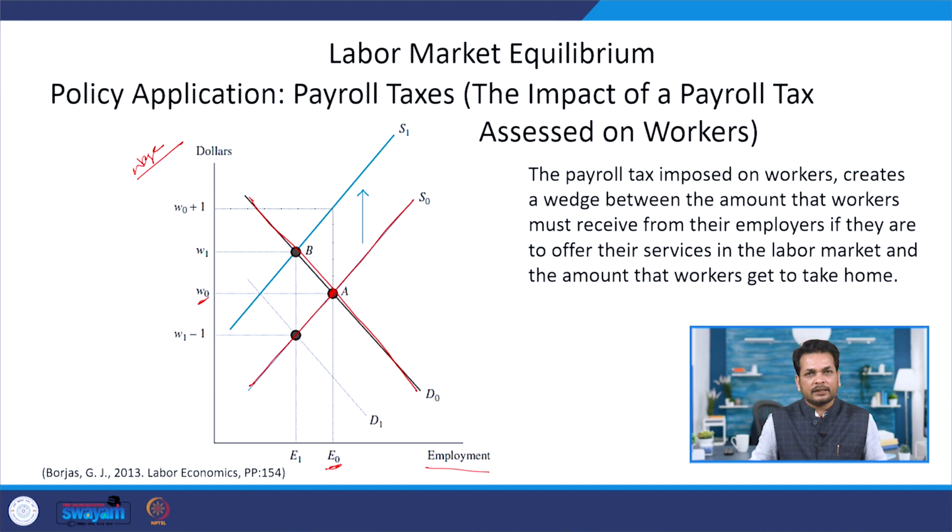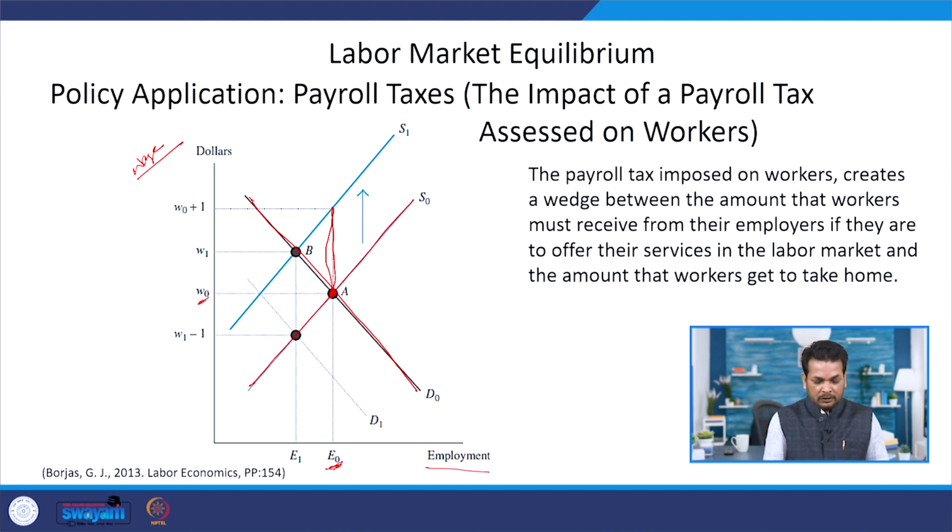Now, $1 of tax is imposed on the worker side. So, the payroll tax imposed on the workers creates a wedge between the amount that workers must receive from their employer if they are to offer their services in the labor market and the amount that the workers get to take home. So, if E0 amount of workers has to be employed at W0 wage rate, then the actual wage they want from their employer is W0 plus 1, because this $1 of tax they are going to pay.